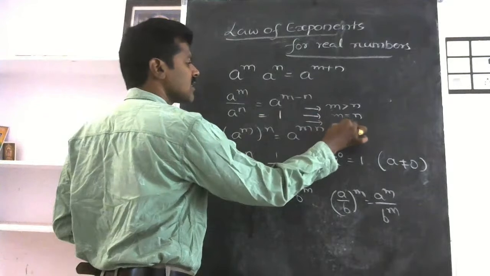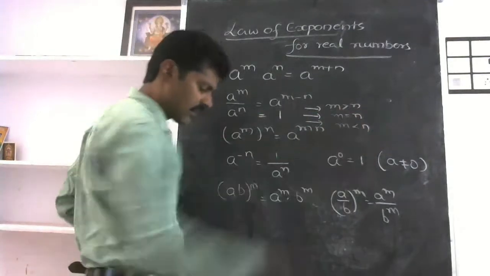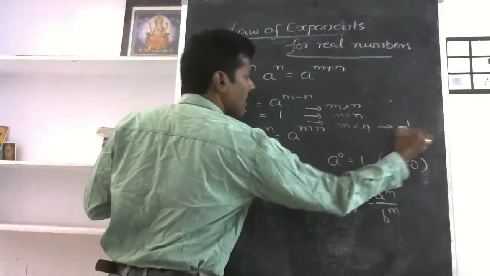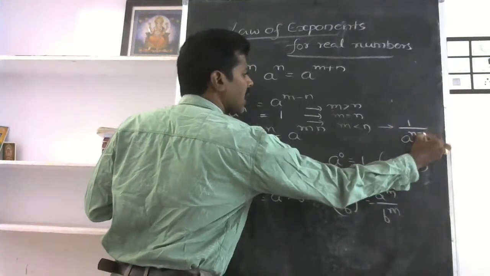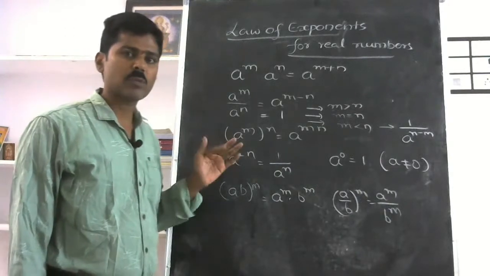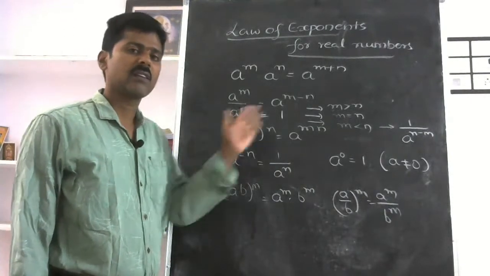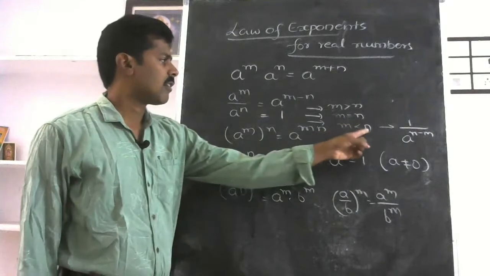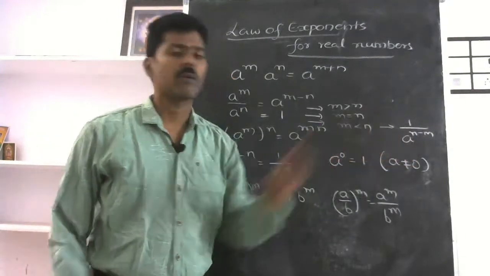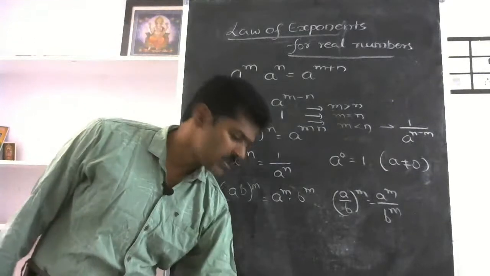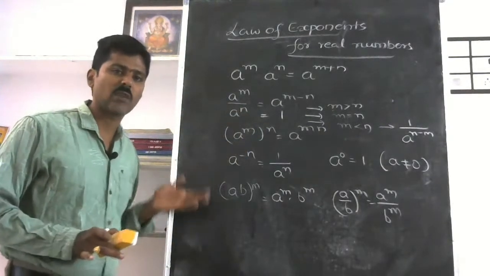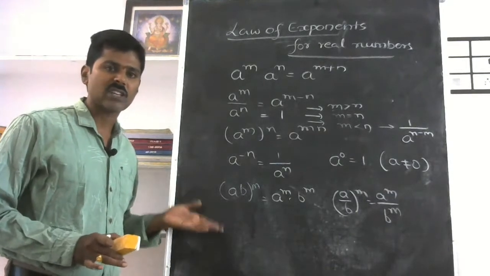And the final condition is if m is less than n, what will you get? You will get the reciprocal, 1 by a power n minus m. So subtraction in the exponent should always be done from the big number to the small number. Hence, since n is greater, I have to write 1 by a power n minus m. Now I am checking whether all these formulae are applicable for rational numbers or not.